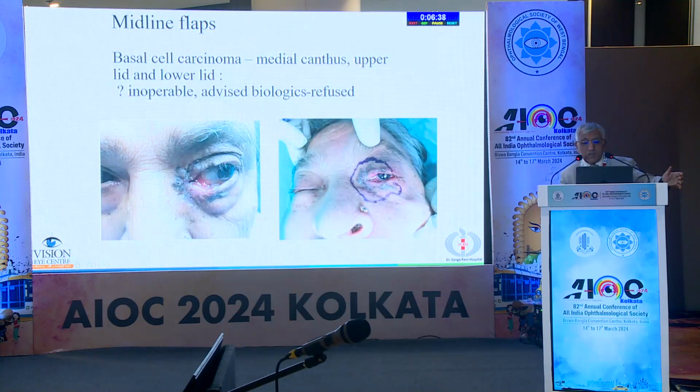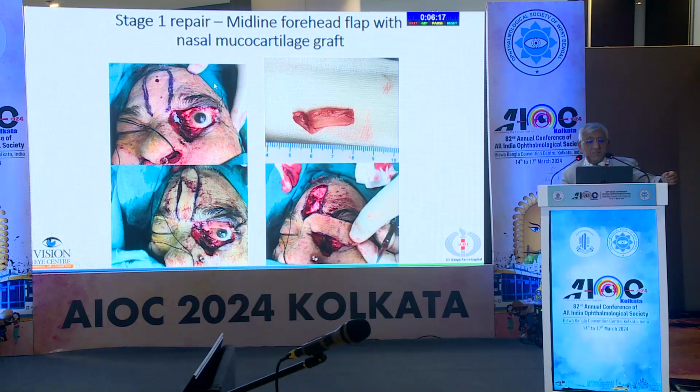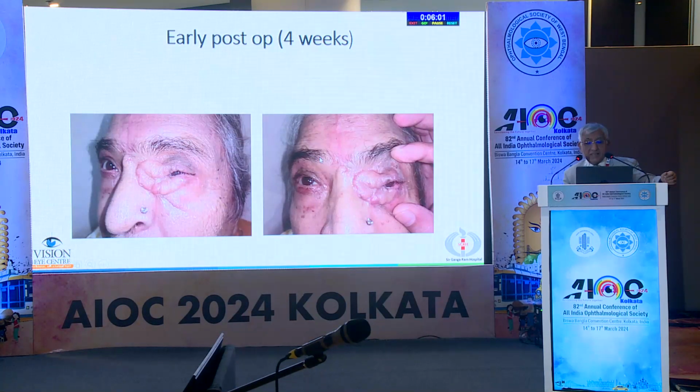Like this lady did not want a surgery for a long time, 7-8 years she had waited. But when she learned the cost of the biologics, she preferred surgery to biologics. So at this stage, it was a tough job. Whole of the upper lid, virtually entire lower lid, and the medial canthus had to be sacrificed. And then we had to do a midline flap, which we divided into two to carry out a reconstruction in the medial canthal region. Used a nasal mucocartilaginous graft and had to combine it with a free skin graft as well. And we ended up with something like this early.